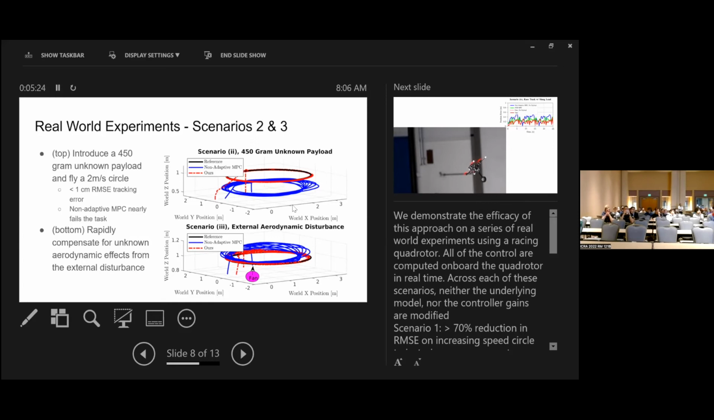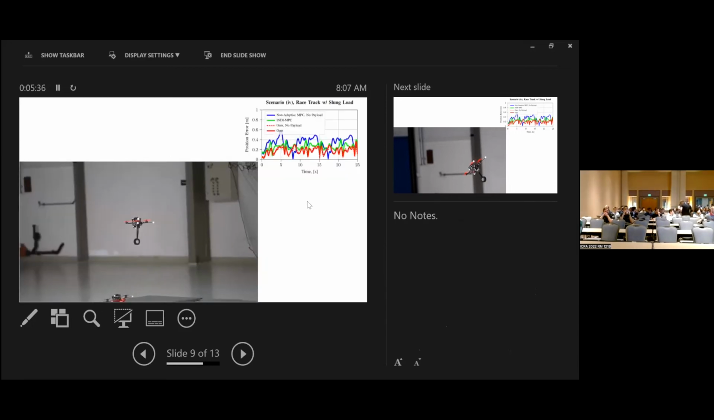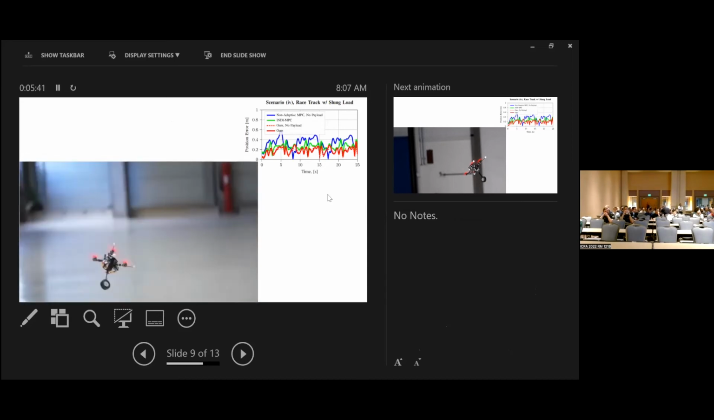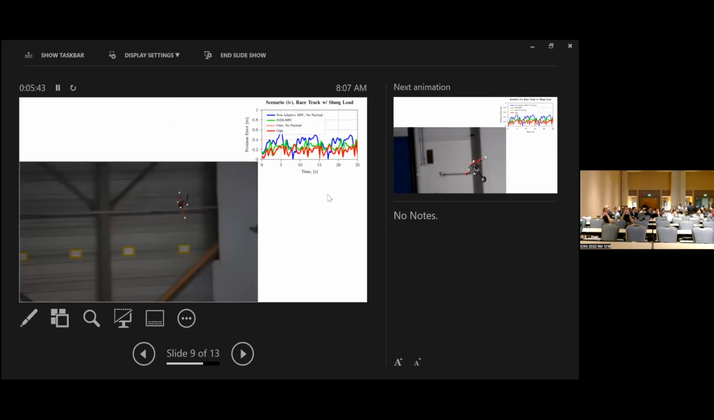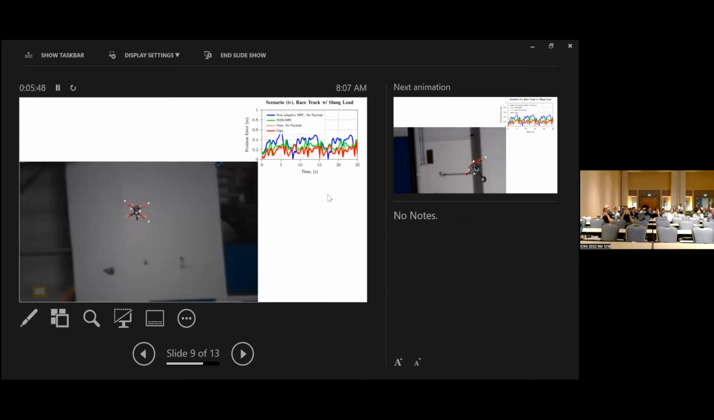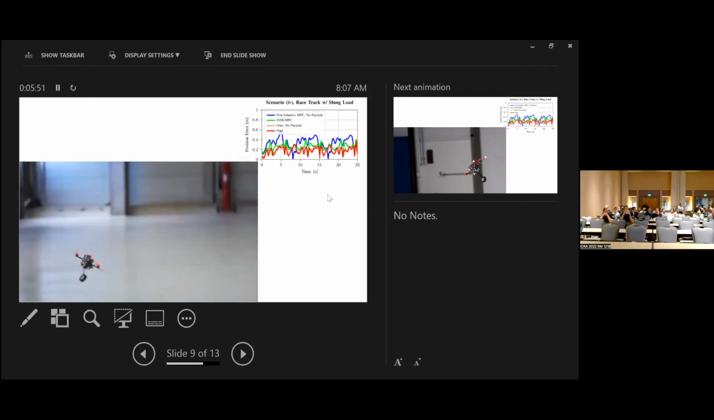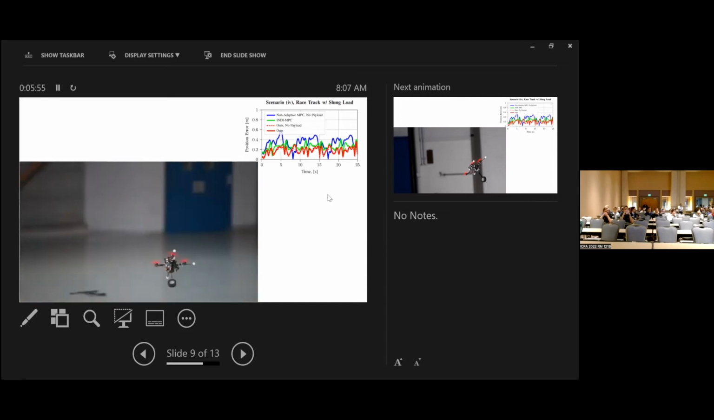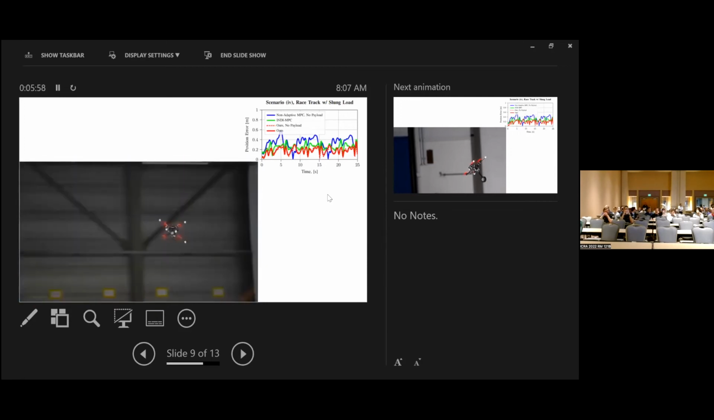Additionally, we can introduce external aerodynamic disturbances in the form of fans, where we immediately have to compensate for these unknown forces. So this would represent something like flying in the prop wash of an opponent that you're racing against. Next, we can attach a big wad of tape to it. It's a time-varying disturbance. Again, the drone knows nothing about it. It's a 100-gram payload, and we can have better RMSE tracking error than state-of-the-art non-adaptive MPCs. And again, the MPC knows nothing about this. There's no knowledge about this.